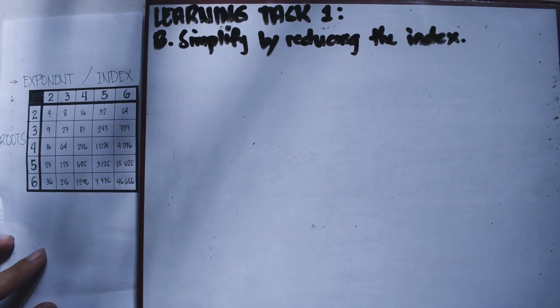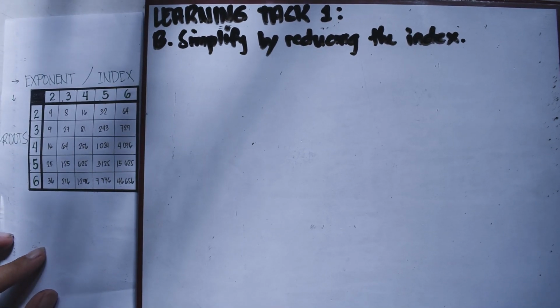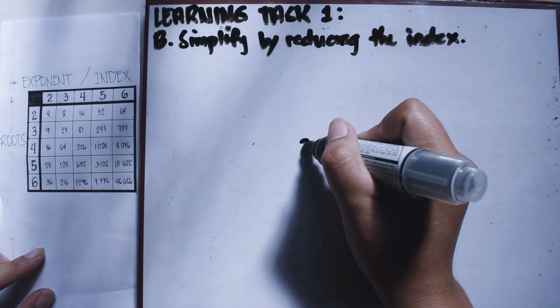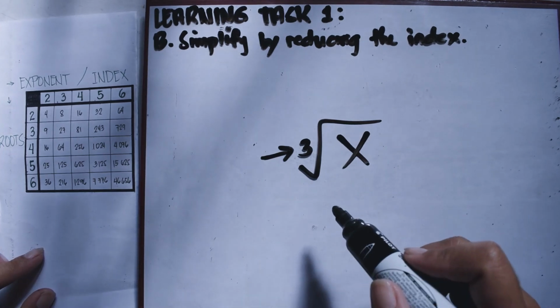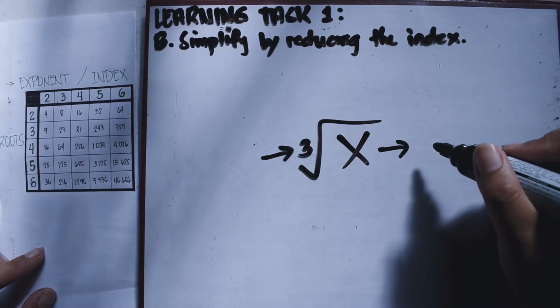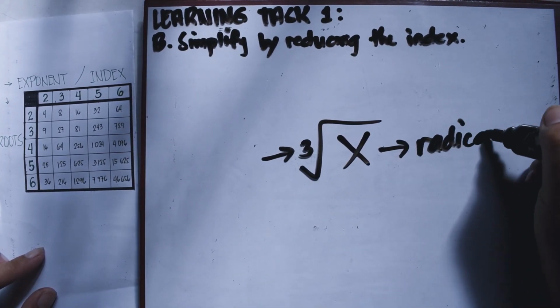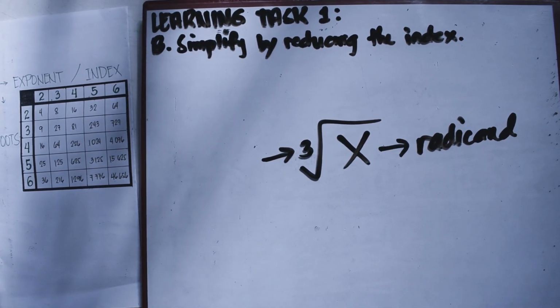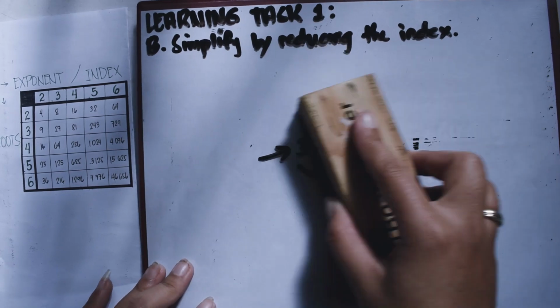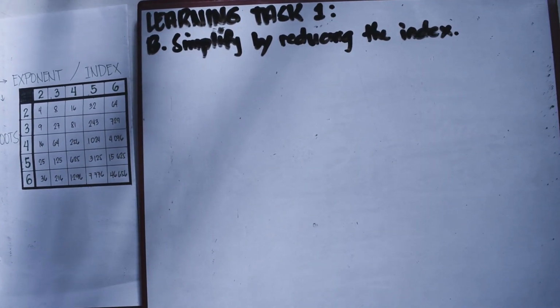Okay, so dito na tayo sa letter B ng ating learning task number 1. So, sabi dyan, simplify by reducing the index. So, syempre, alam niyo naman yung index, guys, di ba? So, for example, I have cube root of x. Ito po yung tinatawag nating index, yung ating number 3. And syempre, yung x, alam niyo na yung tawag dyan, di ba? We call this radicand. So, alam ko naman na alam nyo na yan. Dapat alam nyo na nga yan, kasi nga, grade 9 na kayo. So, ibig sabihin, magpoproceed na agad tayo sa pag-answer ng number 1.